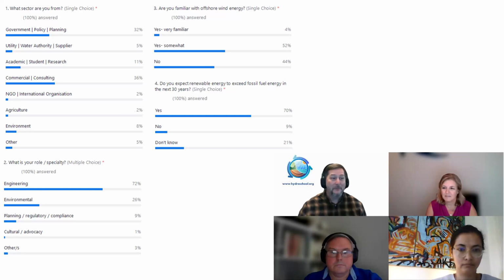Do you expect renewable energy to exceed fossil fuels in the next 30 years? Yes, most of you do. No, those are definitely in the minority. We were wondering about putting it out to 100 years. Matt, you had some comments on what might happen if we put that out to 100 years and whether we expected renewable energy to go that far. What are your thoughts on that, Matt?